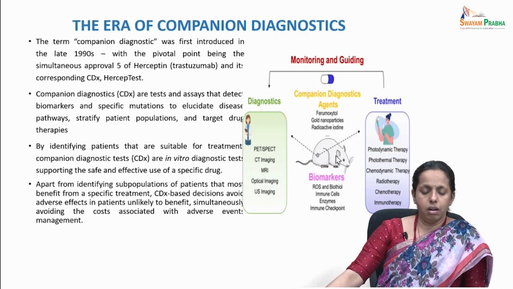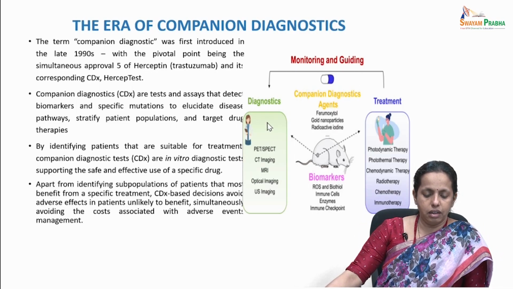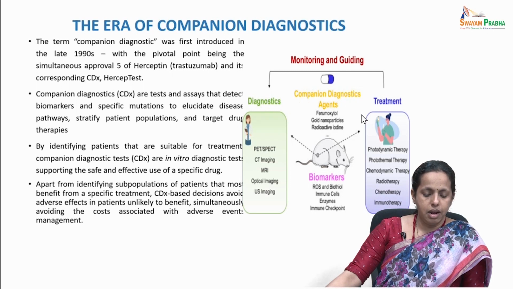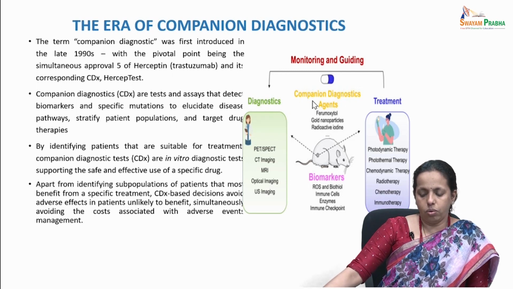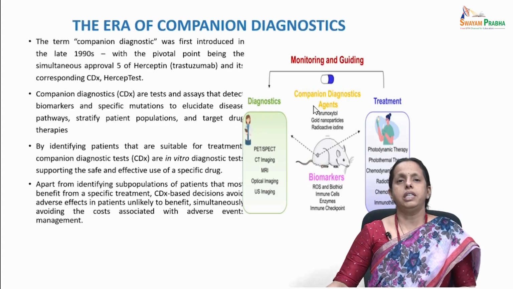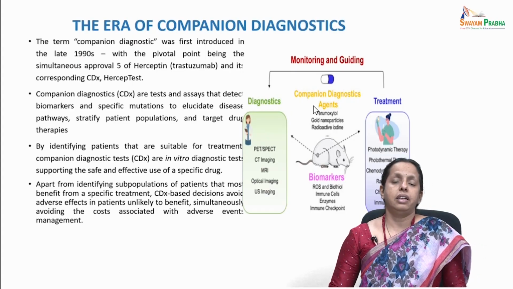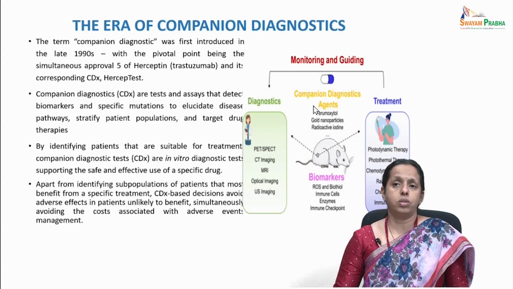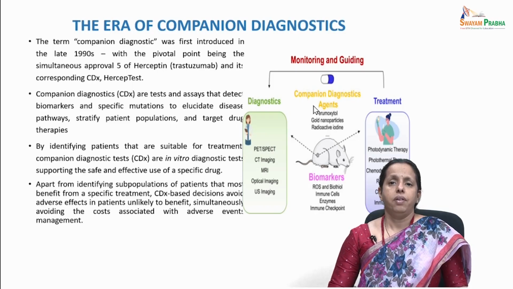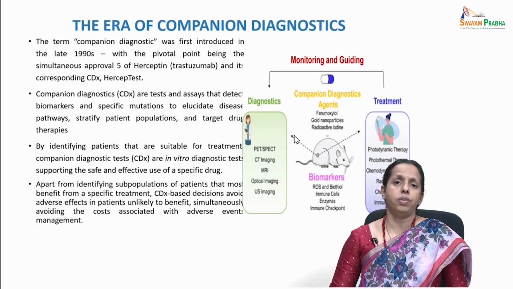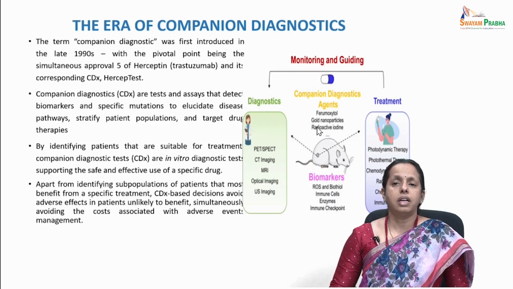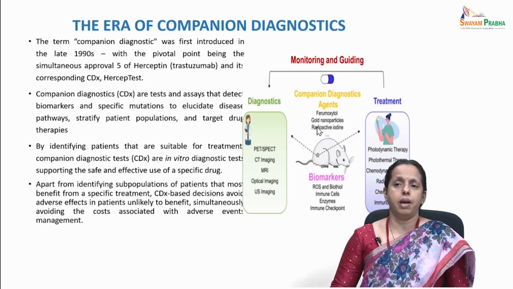This is a typical monitoring and guiding diagram, where companion diagnostic agents can be used for the diagnostics and treatment. The only imaging FDA companion diagnostic tool is Ferriscan, which enables MRI assessment of the iron content in the liver of patients with non-transfusion-dependent thalassemia.